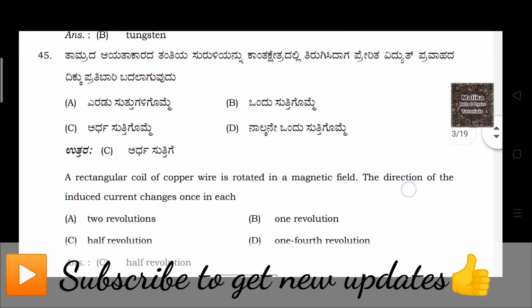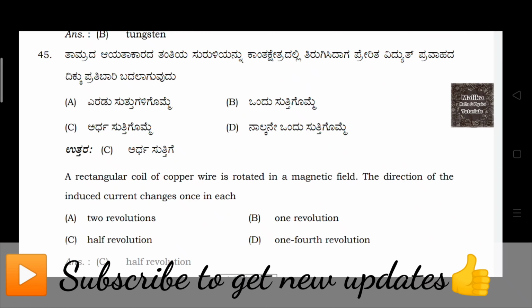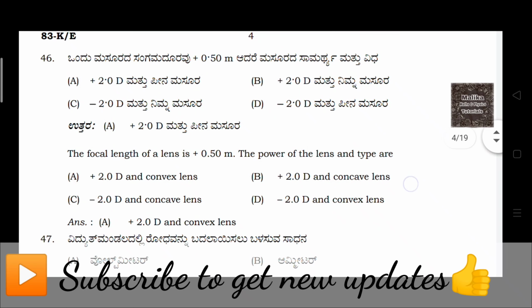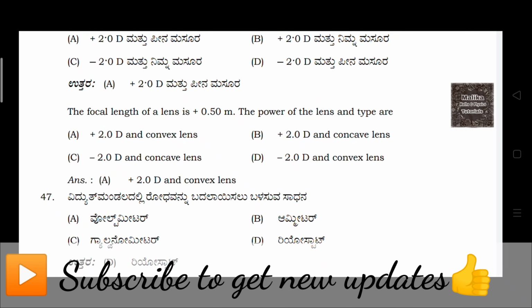Question number 45. A rectangular coil of copper wire is rotated in a magnetic field. The direction of the induced current changes once in each half revolution. Question number 46. The focal length of a lens is plus 0.50 meter. The power of the lens and type are plus 2.0 D and convex lens. Plus sign indicates convex lens.